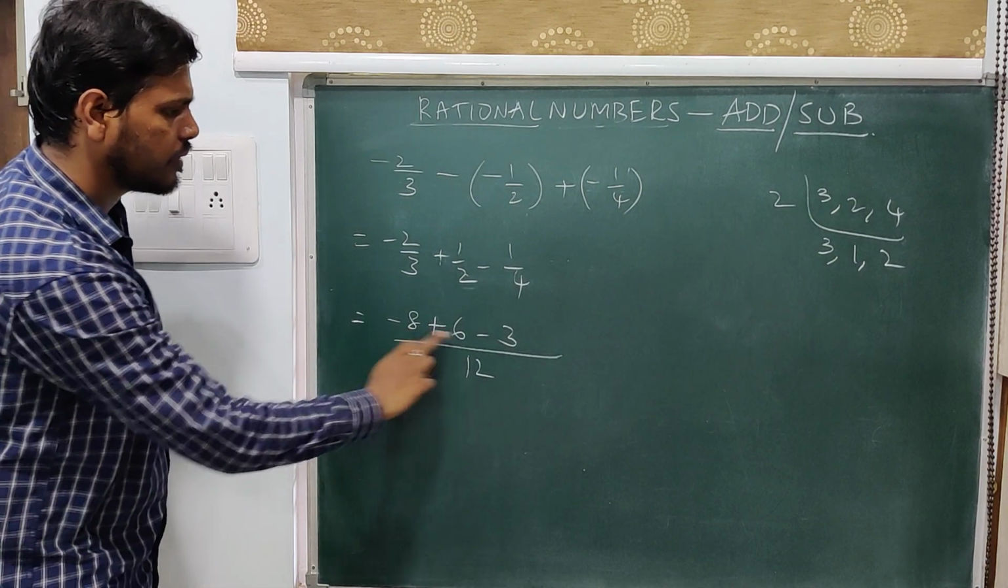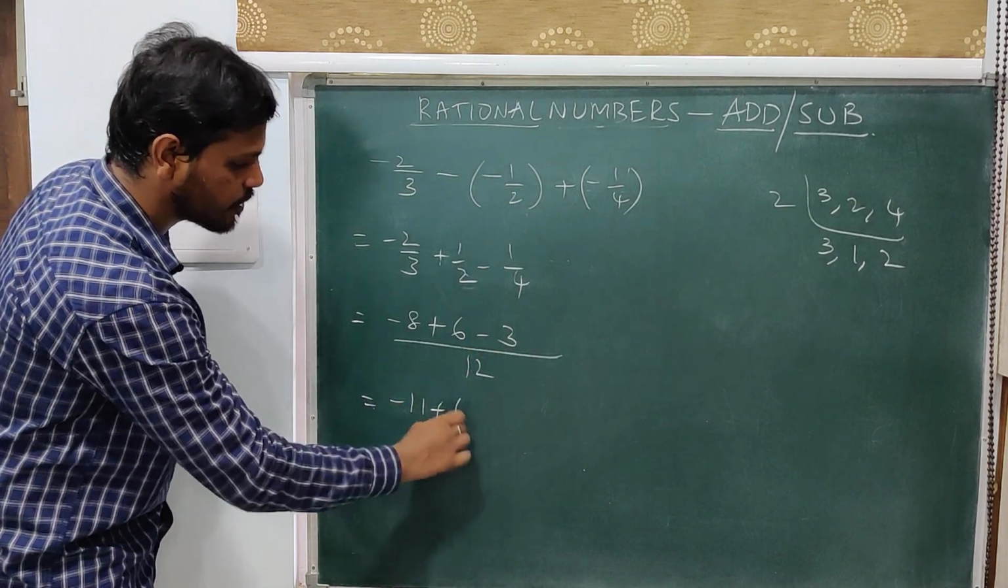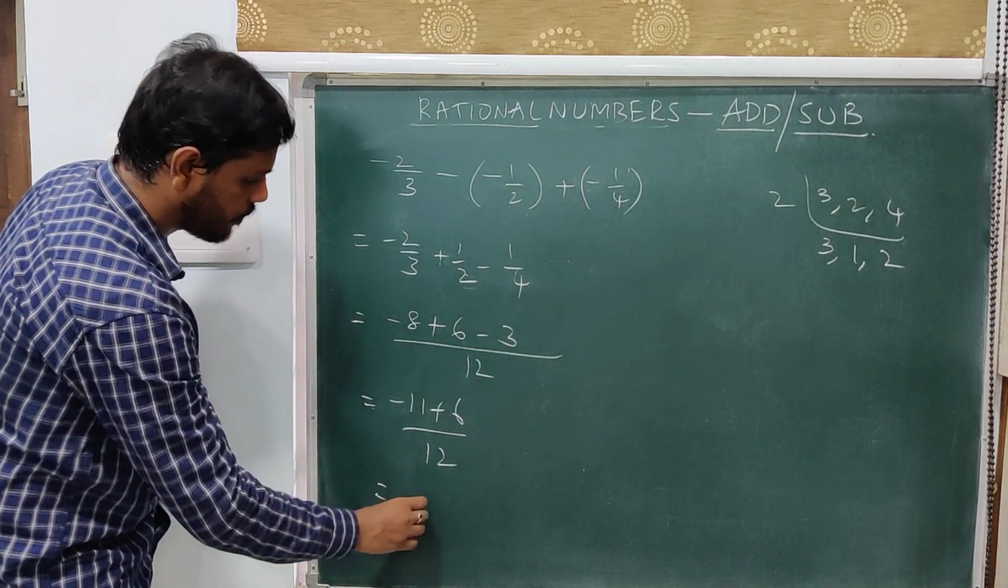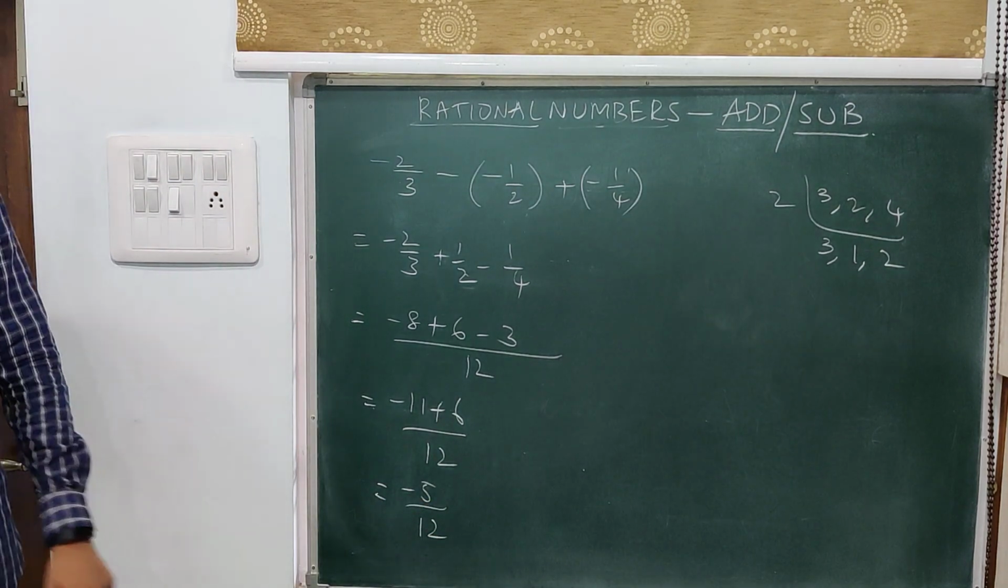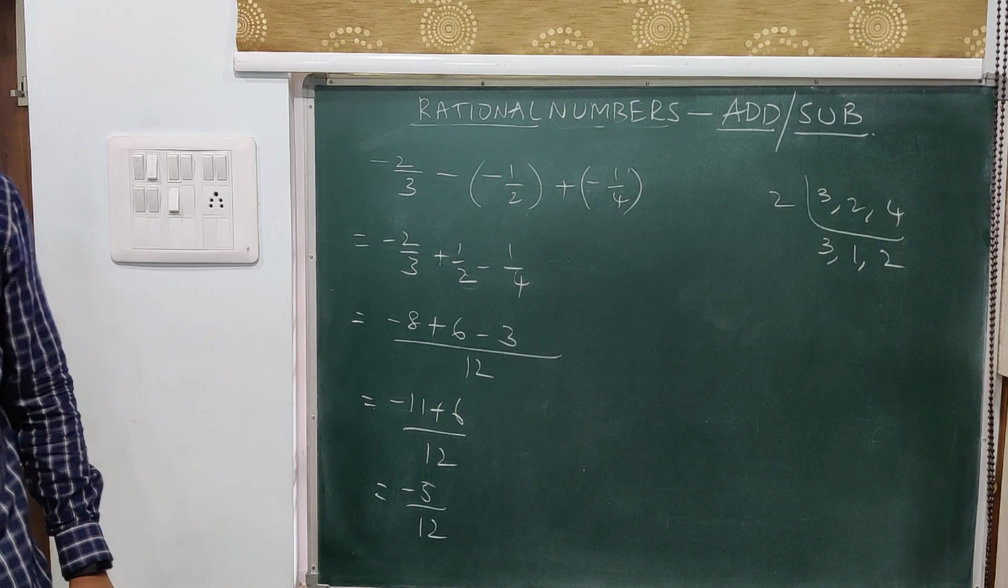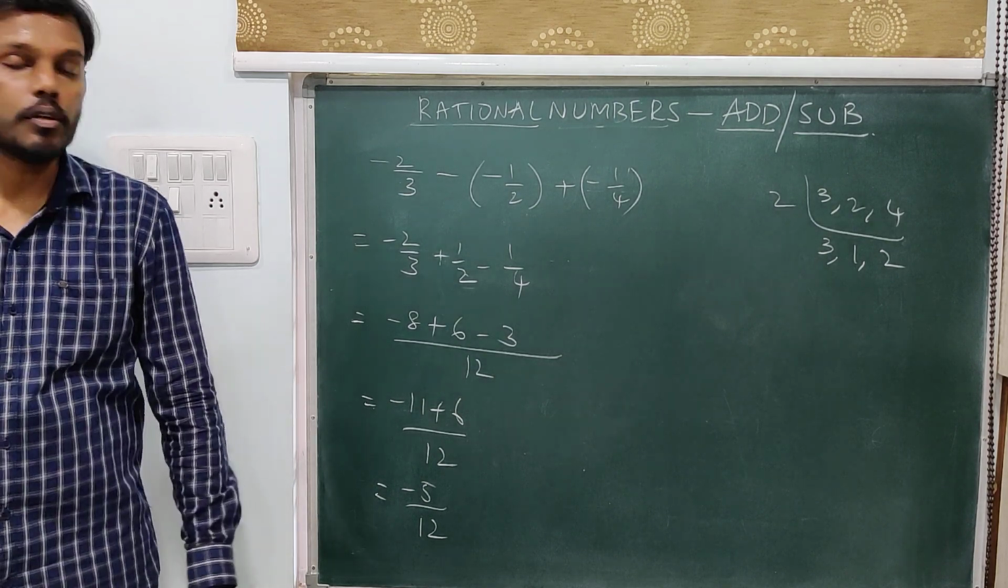So simplify this. So minus 8 minus 3 gives you minus 11 plus 6 by 12. And finally this is minus 5 by 12. So that is it. So we'll see the worksheet in the next class.